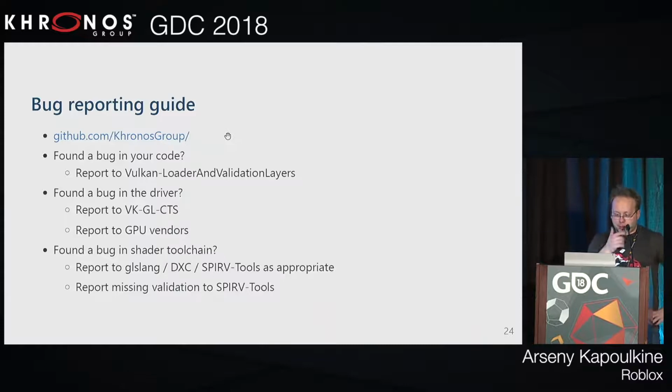Bug reporting guide, I briefly talked about this already. If you found a bug in your code and it's not validated right now, consider reporting a bug to loaders and validation layers, once again, to help other people in the future. And for all of the shader stuff, if you found a bug in a shader tool X, please report a bug to the shader tool X's GitHub repository.